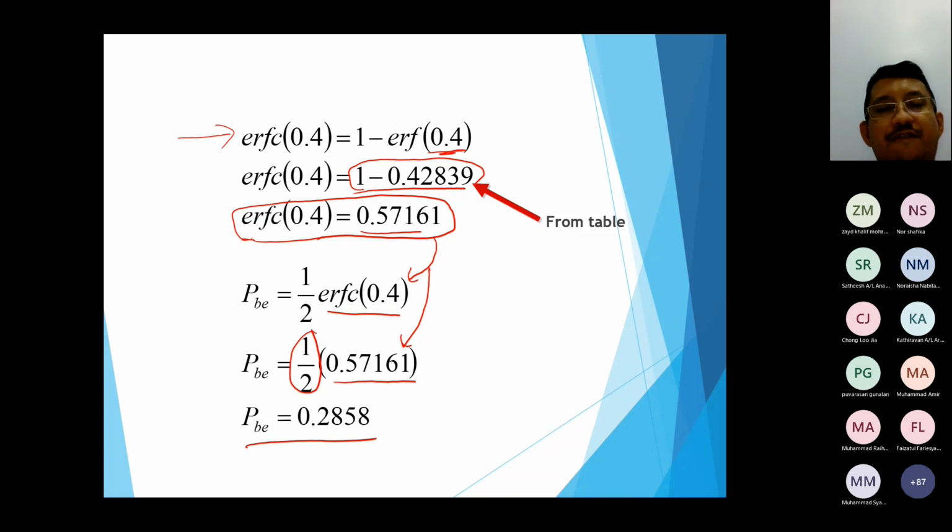So that means if the EB over N0 is 0.32, the probability of bit error at the receiver using coherent detection would be 0.2858. This is the probability that the error is going to happen at the receiver side. This is an important parameter that we use to know the probability of the bit error.